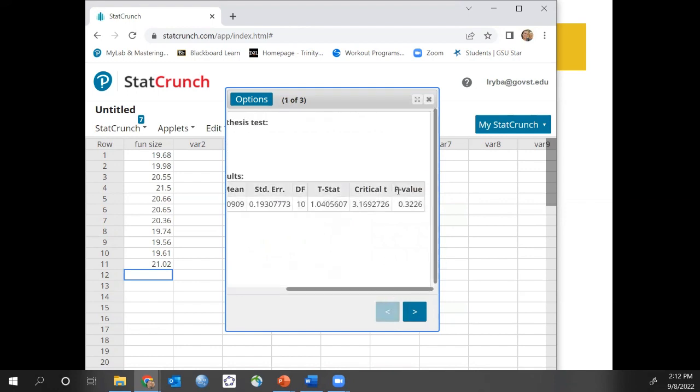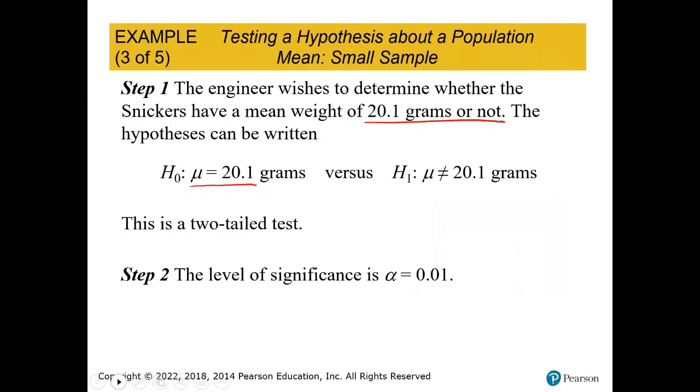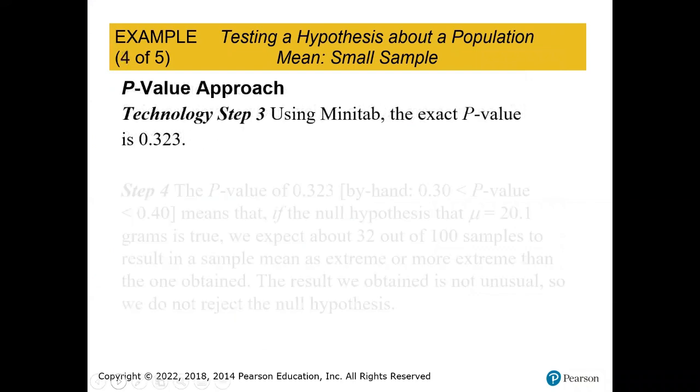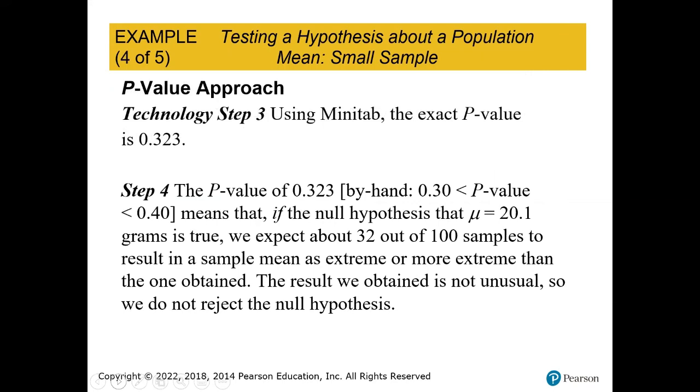Then over here, here's our results. The p-value is 0.3226. 0.3226 rounds to 0.323. Comparing 0.3226 or 0.323 to 0.01, 3 is bigger than 1. P is greater than alpha. So we do not reject the null.